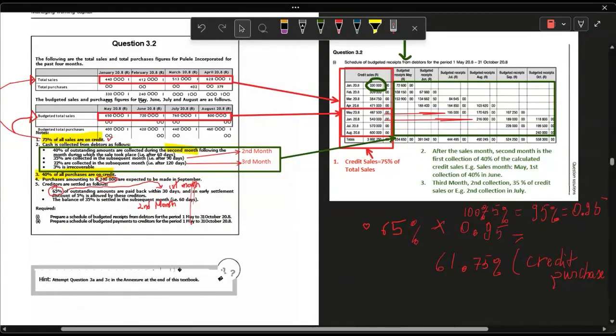Remember, in January, you pay in February 40%. In March, you pay 35%. In April, you pay 22%. In May, there is only that 3%. Am I right? That is unrecoverable.